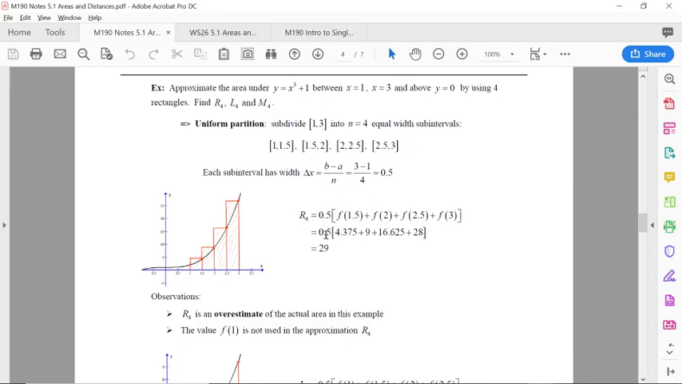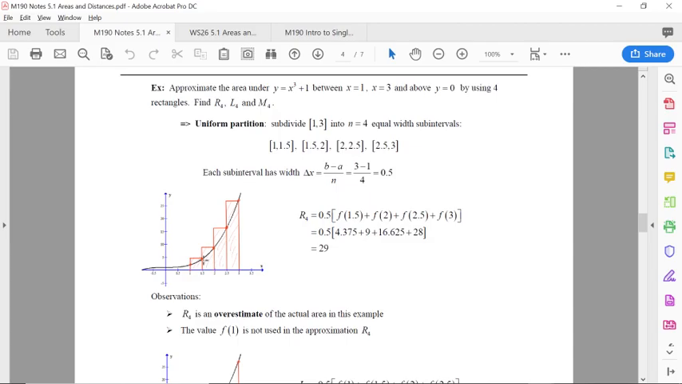Okay, so we add up the areas. 0.5 times each one of these quantities would be the area of one of these rectangles. Add up the areas of the rectangles, we got 29. So 29 is an approximation we have for the area under this curve. Take a look at the picture. Given that this function is an increasing function over this entire interval, and we've selected right endpoints only for this subinterval, did we end up with an overestimate or an underestimate? We ended up with an overestimate.